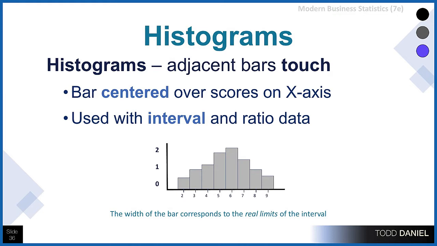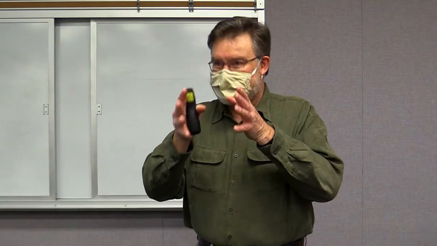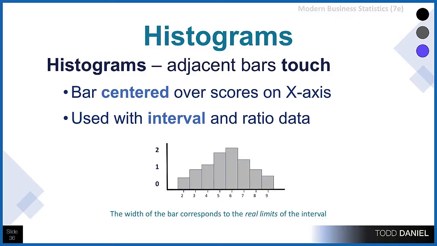We will center the bar over the score on the x-axis. So for instance, if we have a score of 2, we would center the bar over the 2. And what that indicates are the real limits of the interval. If we were using scores that range from 1 to 10, a score of 2.2 would go into the 2 category, but a score of 2.8 would probably go into the 3 category, would round up. And so by centering the bar, we're essentially saying scores from 1.5 to 2.4 are the scores that belong in this particular bar.